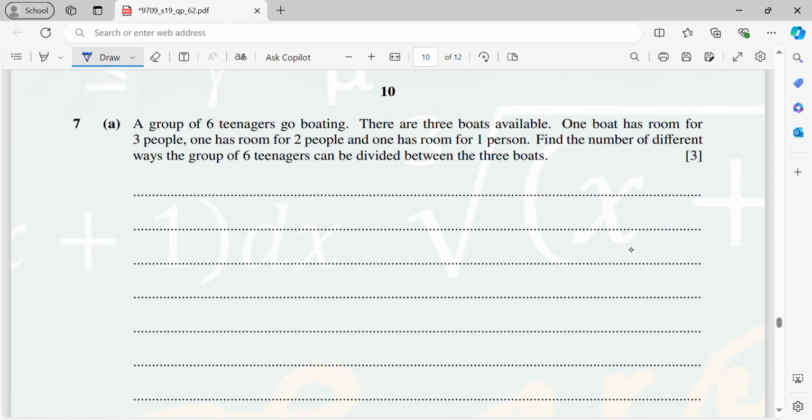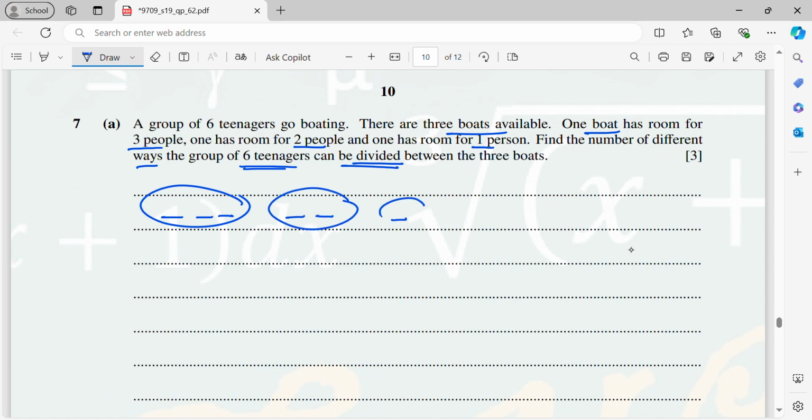Okay, question 7. A group of 6 teenagers go boating. There are 3 boats available. One boat has room for 3 people. One has room for 2 people and one has room for 1 person. Find the number of different ways the group of 6 teenagers can be divided into 3 boats. So basically, the first boat has room for 3 person, and then another one 2 person, another one is 1 person.